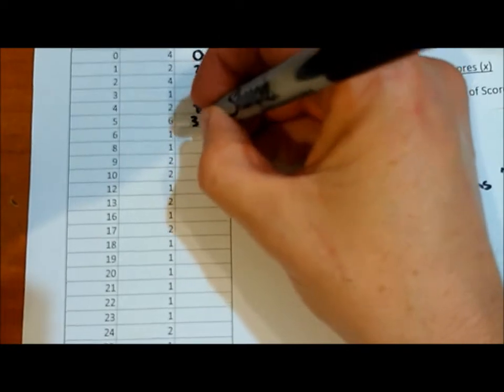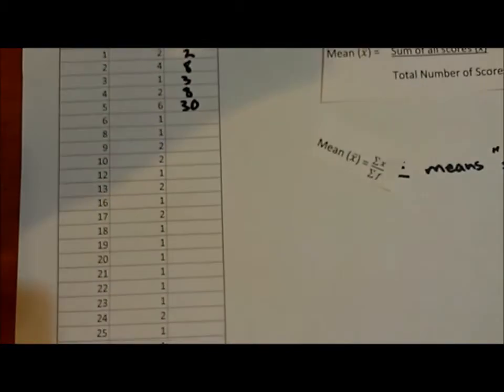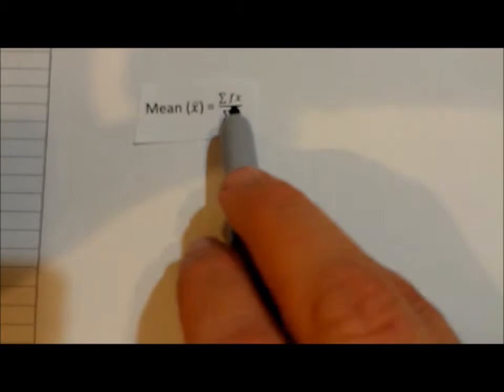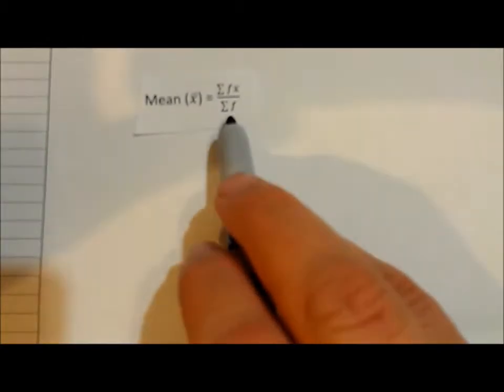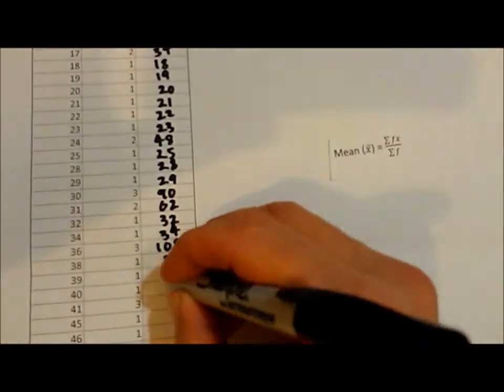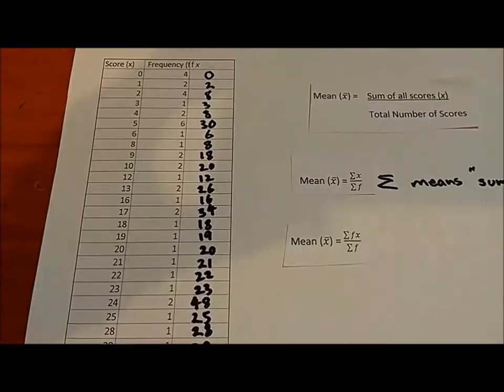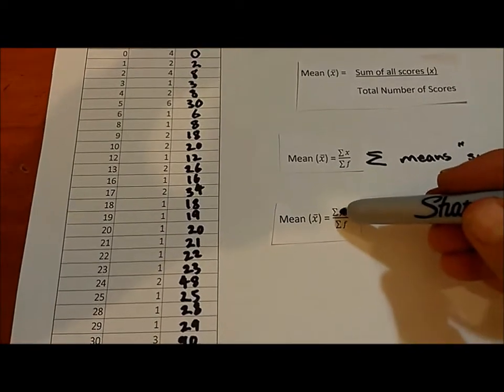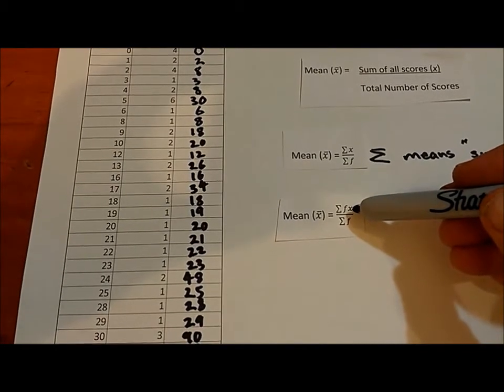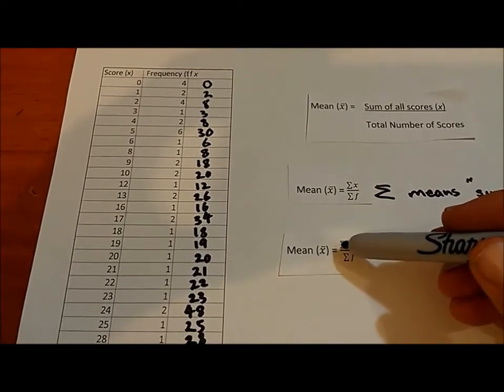5, and so on. So what I'm actually doing to get the sum of the scores is multiplying my frequency by my score, which you may see sometimes written in this form. The mean is equal to the sum of the frequency times score divided by the sum of the frequencies. So I'll just quickly finish this column here. Now I've completed my frequency times score column. I now need to get the sum of that column, so I just need to add them up.